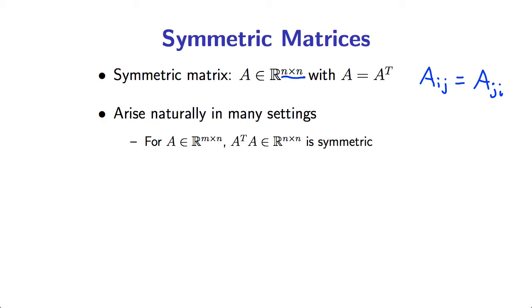These arise very naturally in many settings. For example, for any matrix A, and A here can be any size, it could be non-square here, we're not assuming A is symmetric at all. But for any A, the matrix A transpose times A is going to be symmetric. And you can easily check that just by the definition of multiplication, that this property, A_ij equals A_ji, holds for this matrix.